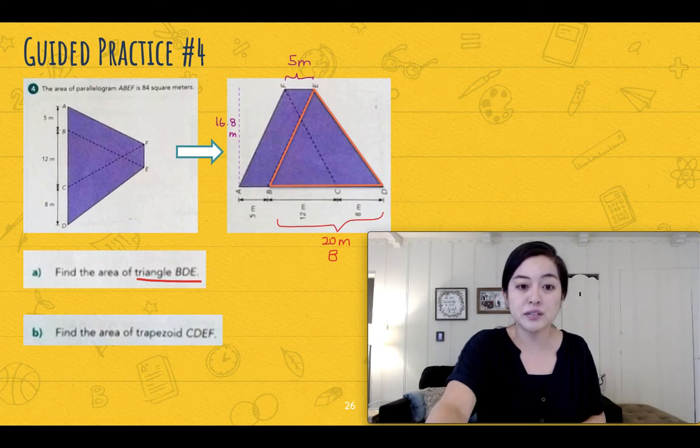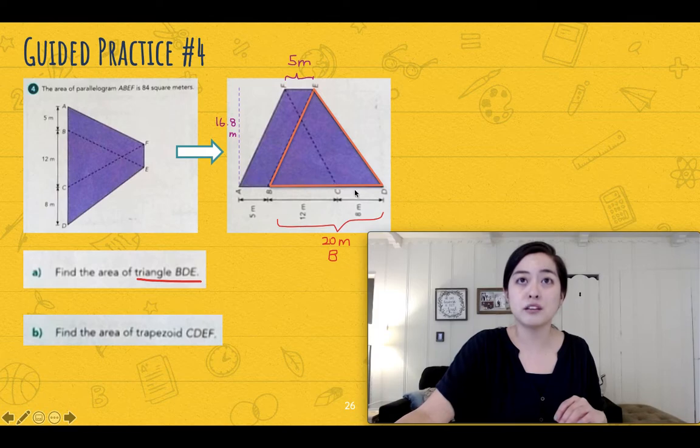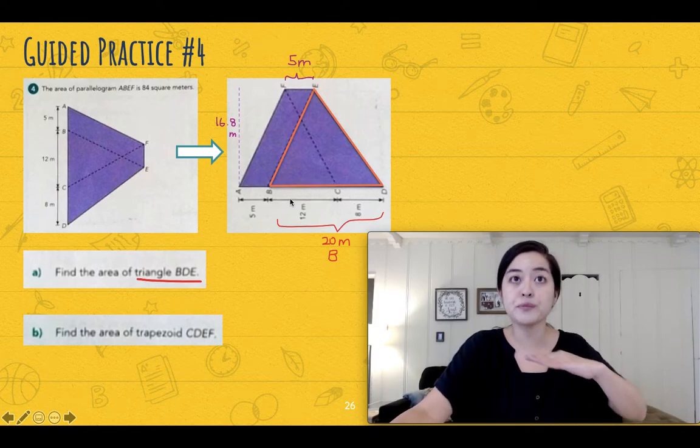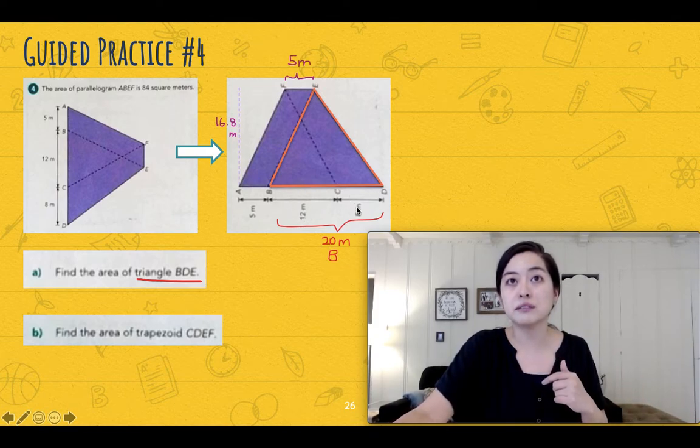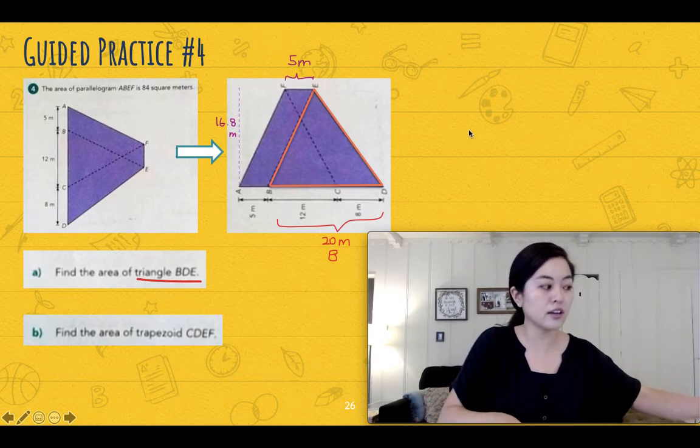So now triangle BDE, okay? I'm going to identify this as a base because it's just on the floor. And you just have to add 12 plus 8, okay? Which is 20 meters, all right? And then the height is the same as the height of the parallelogram here, 16.8, okay?